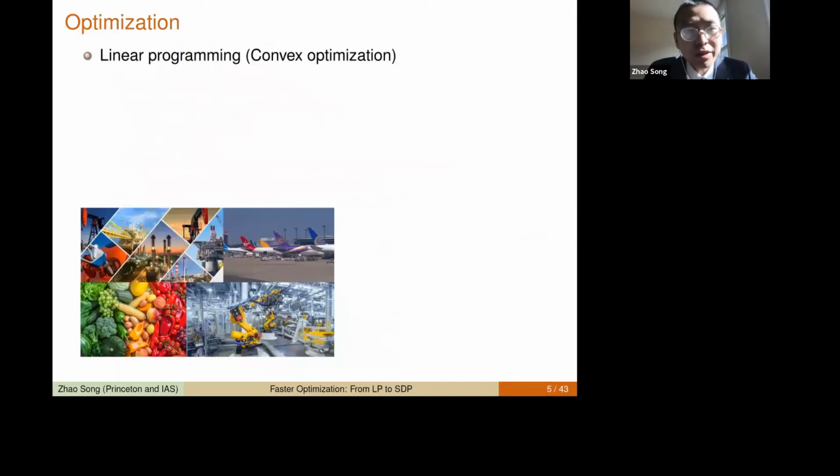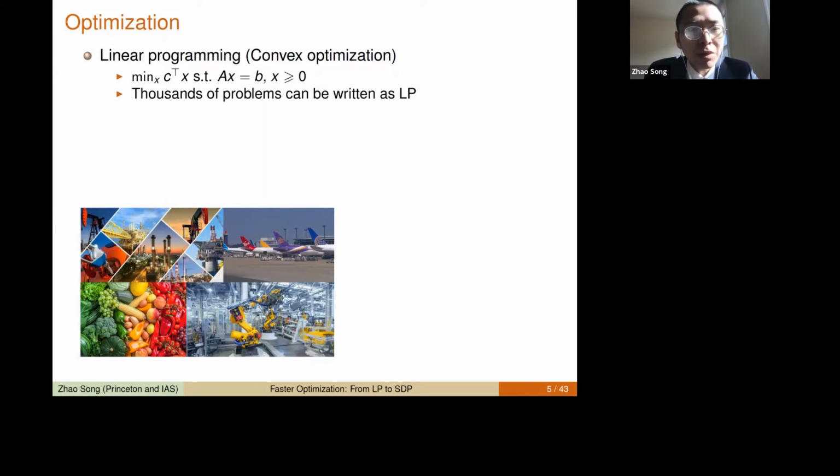So now I will give you a brief introduction to linear programming. Linear programming is one of the most representative examples in convex optimization. It has many applications like the energy industry, transportation systems, food and agriculture, and also efficient manufacturing. The linear program is a very simple question. You are given a matrix A, a vector b, and a vector c. You want to solve the following optimization question.